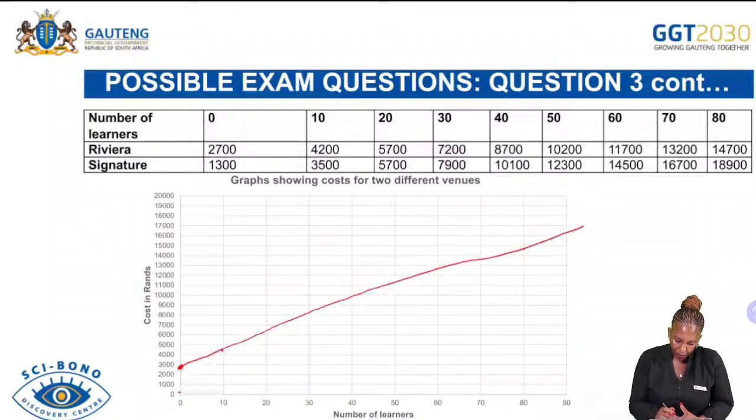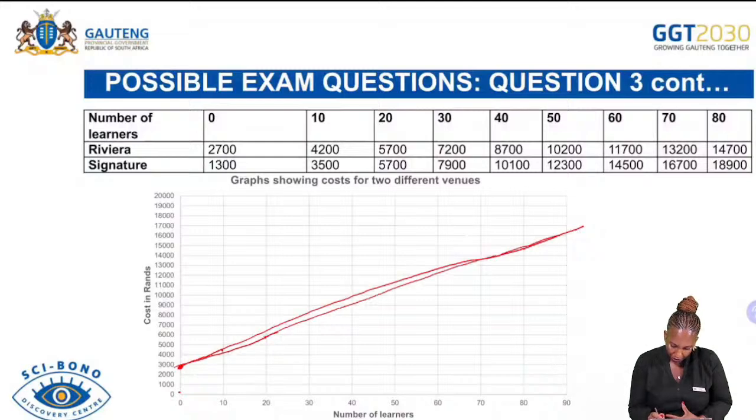Now at 20 it's 5,700. As you can see, at 20 it's 5,700. So that means my graph is skewed, it's supposed to go like this. My graph was supposed to go like that, a straight line. Discard this one, boys and girls. Then you get the top one.